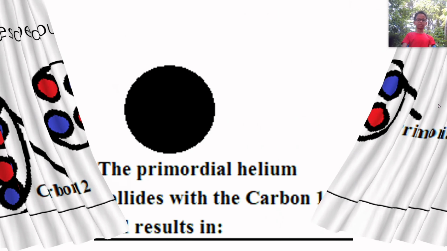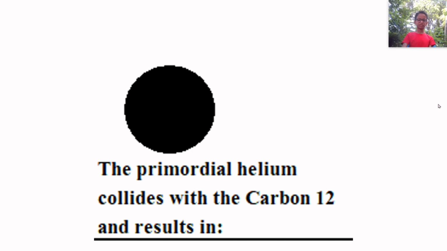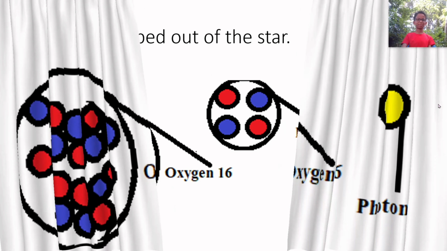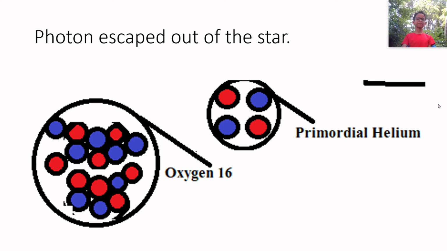The carbon-12 nucleus collides with the primordial helium and results in a nucleus of oxygen-16 and a photon. The photon escapes out of the star.